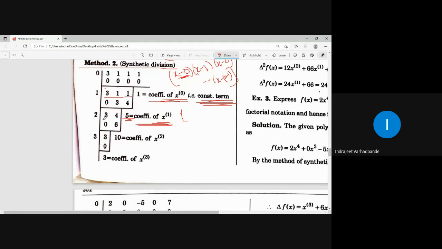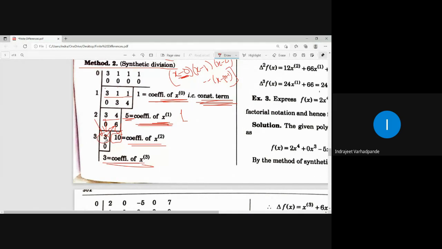Next factor is 2. So 5 has been cut off. Remaining terms are 3 and 4, divided by 2. 3 as it is. 2 3s are 6. 6 plus 4 is 10. So 10 is now the remainder which will be cut off from the row, and this is to be treated as the coefficient of x to the power 2 factorial. The last term remaining is 3, which is obviously the coefficient of x to the power 3 factorial.